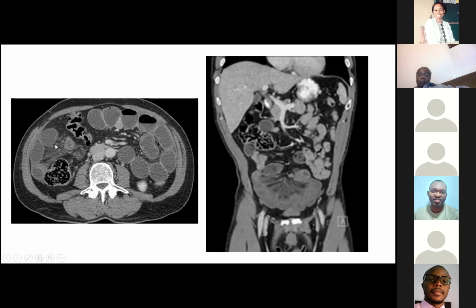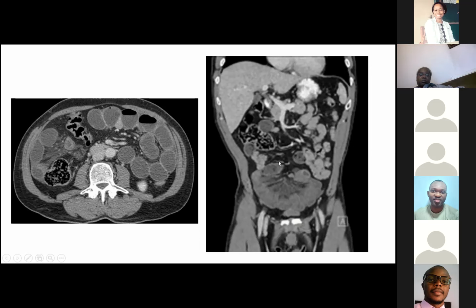So this is a kind of thing that you can't really pick up on a plain film. And again, this is one of the reasons why I said that even if on a plain film you've got what looks like small bowel obstruction, the thing you can't really pick up is a closed loop on a plain film, which, as you know, is a risk of perforation, ischemia, and requires more immediate surgical management than just your normal adhesive small bowel obstruction.